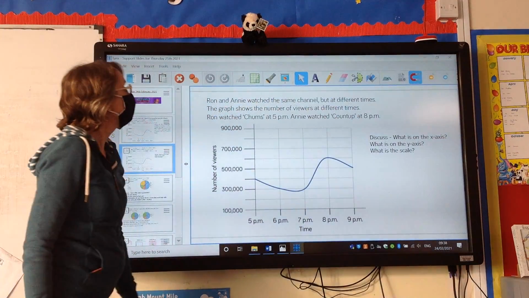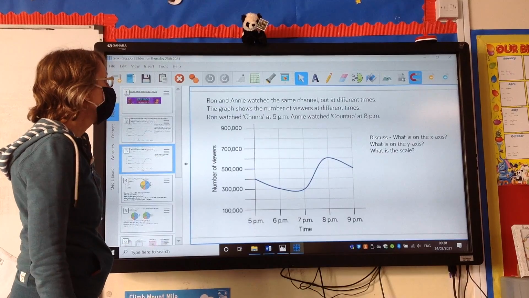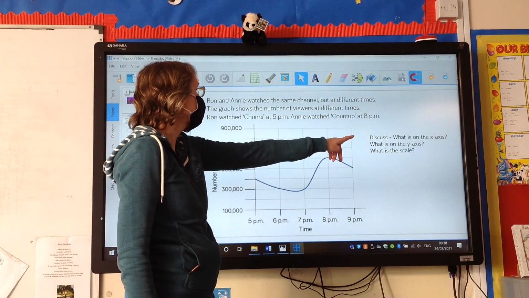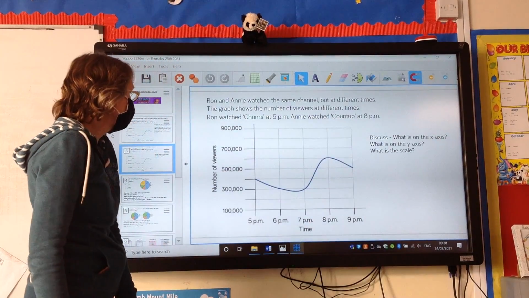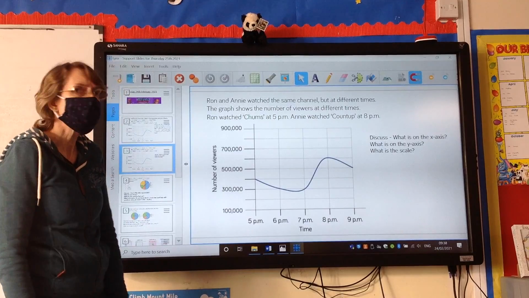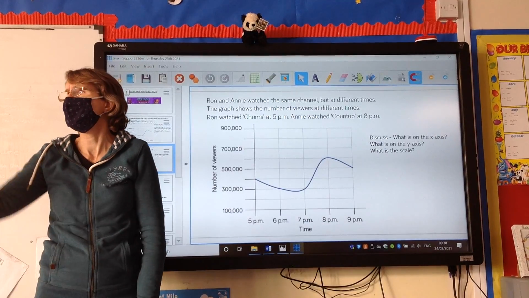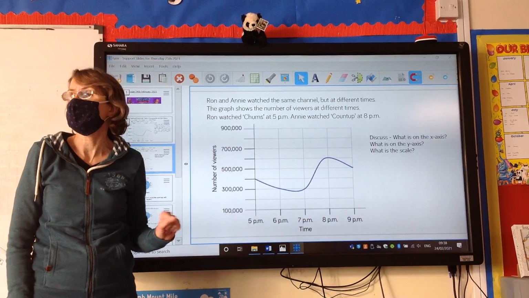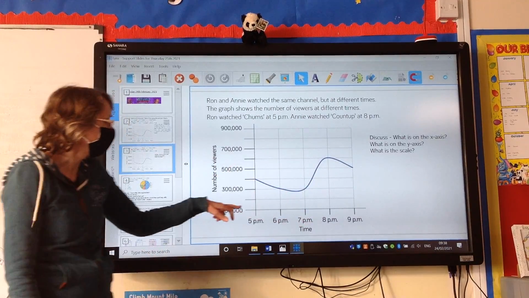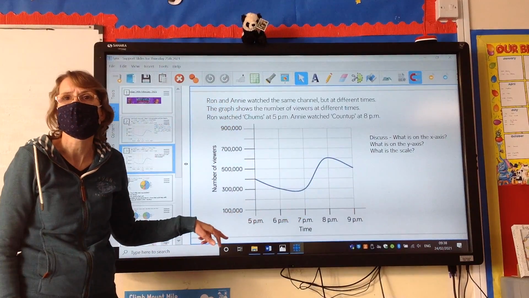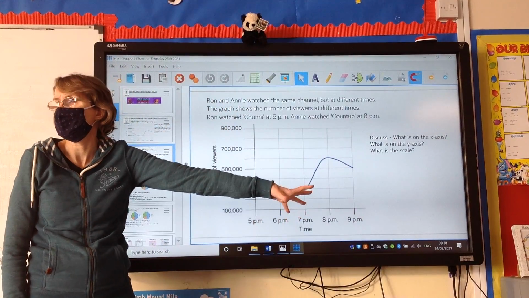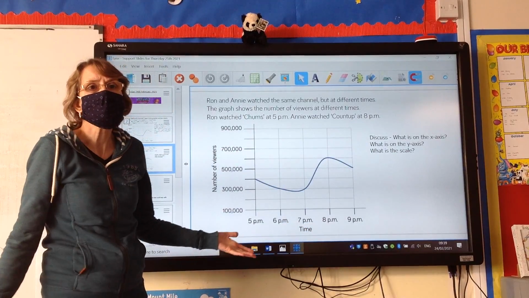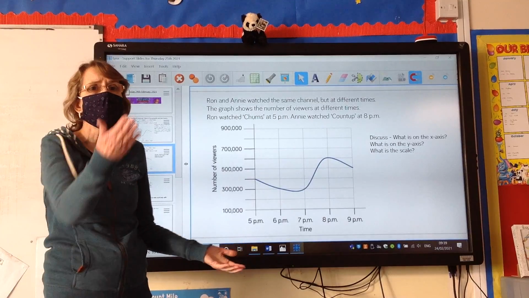Still got Ron and Annie. They're still watching different programmes. Discuss what is on the x-axis, what is on the y-axis, what is the scale. We have just talked about that. Which one is the x-axis? The bottom line. Good, yeah, you're doing the actions. Well done, it's that one. It's what we call the horizontal line. It's the one that you change. Okay, that's the x-axis. Which one is the y-axis? Nice and easy because it's got to be the other one.